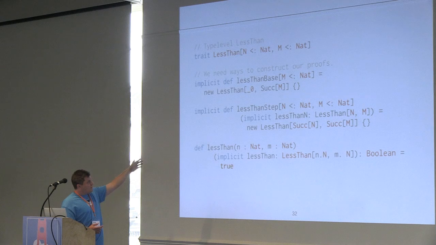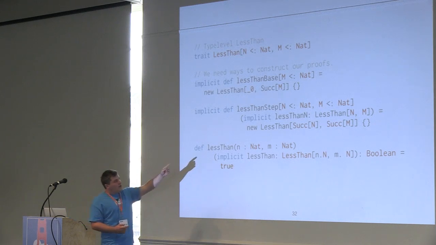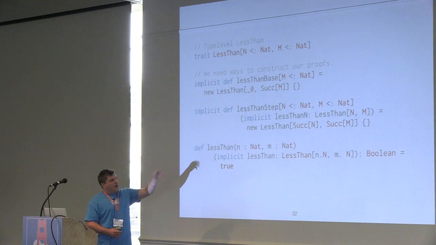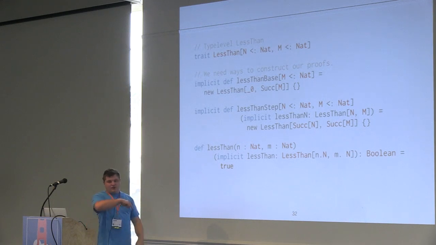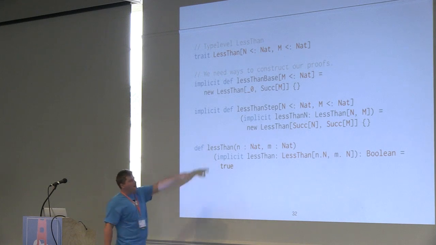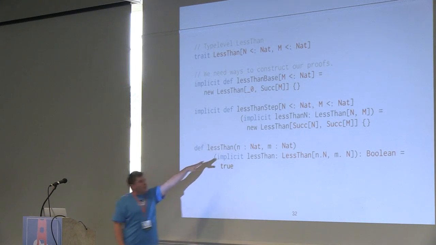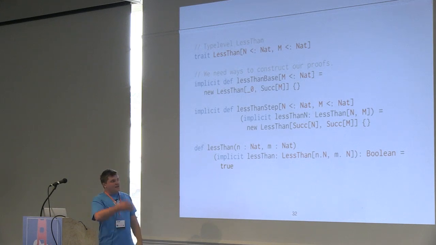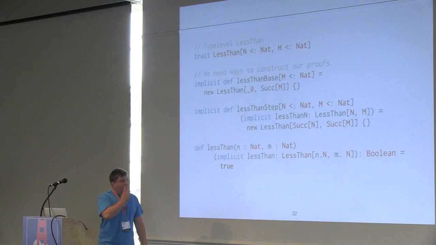And then for the recursive case, it's pretty easy as well. All we do is say, for any n and m, find a proof that n is less than m. This is like doing the recursive call before, except it happens at the implicit level. And then we construct a proof that the successor of n and the successor of m are less than each other.